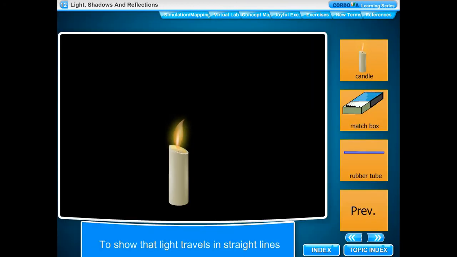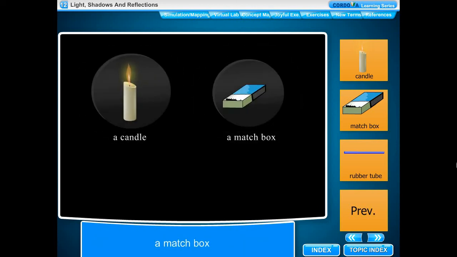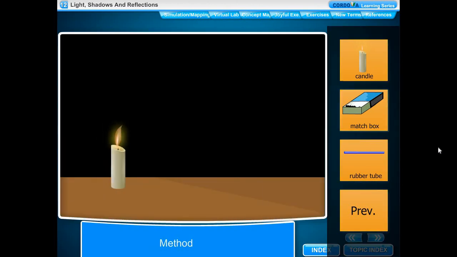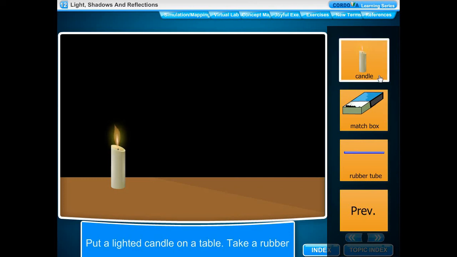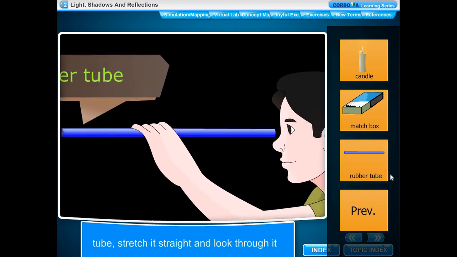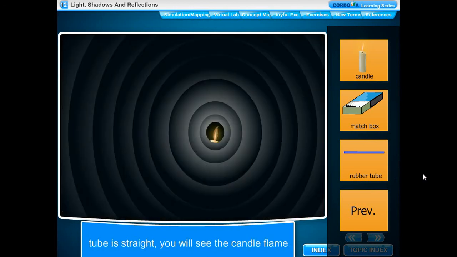Activity 2. To show that light travels in straight lines. Things needed: a candle, a matchbox, and a rubber tube. Method. Put a lighted candle on a table. Take a rubber tube, stretch it straight, and look through it at the flame of the candle with one eye, keeping the other one closed. If the rubber tube is straight, you will see the candle flame through it.